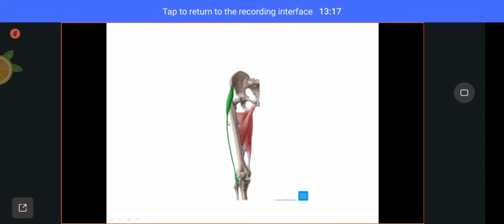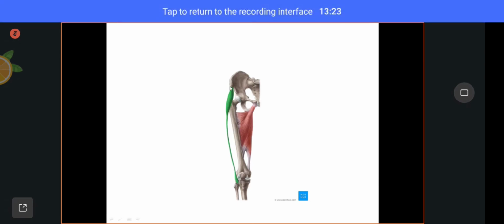And also, this outer lip gives attachment to a tract called the iliotibial tract. You can see this one, the green one, the iliotibial tract, which is extending from the outer lip and inserting into the tibia. It extends from the ilium to the tibia, so that is why it is called the iliotibial tract.